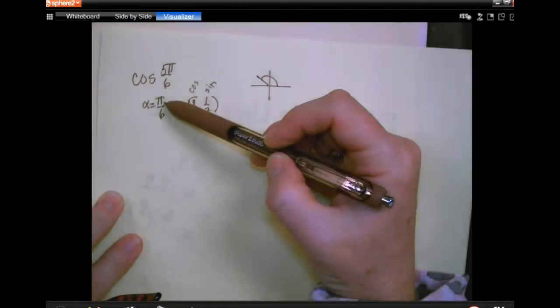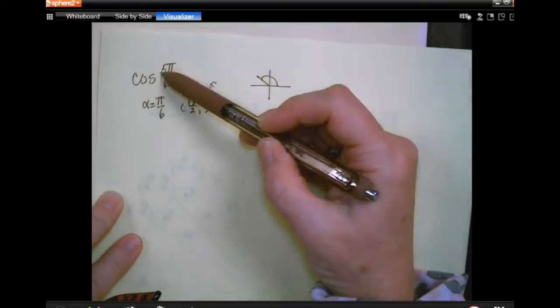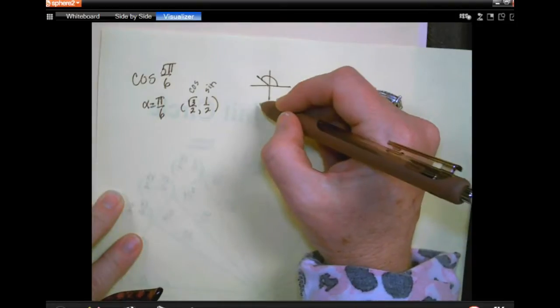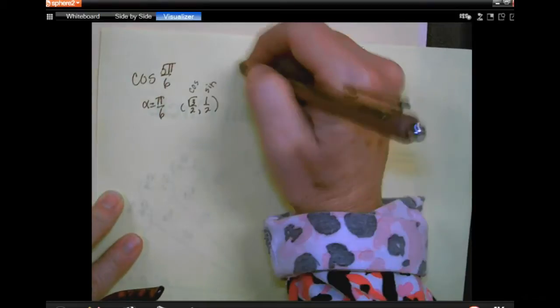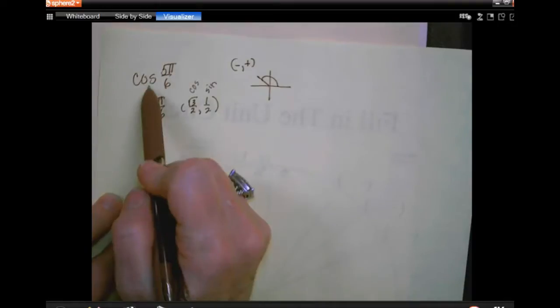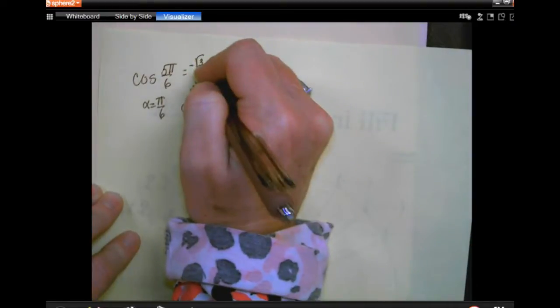So the pi is 180. 180 divided by 6 is 30. 30 times 5 gives me 150, which means it's past 90 degrees but less than 180. So it's in the second quadrant. In the second quadrant, the x is negative and the y is positive. So what am I looking for here, friends? I'm looking for the cosine. What is the cosine value? So it's just negative square root of 3 over 2.